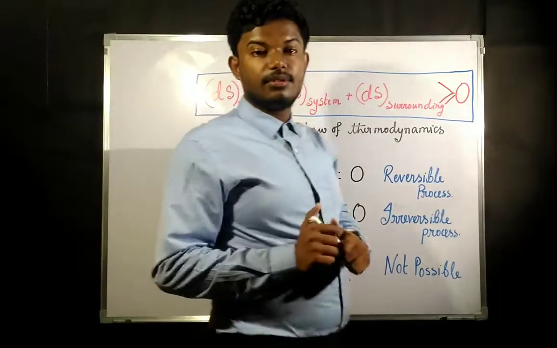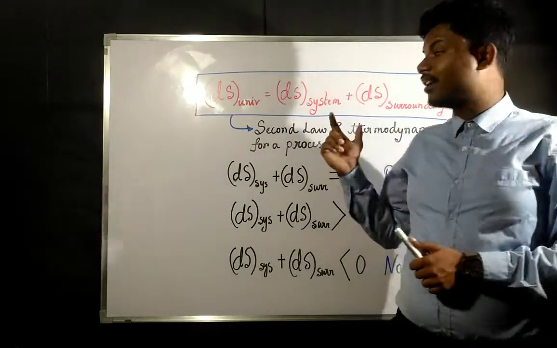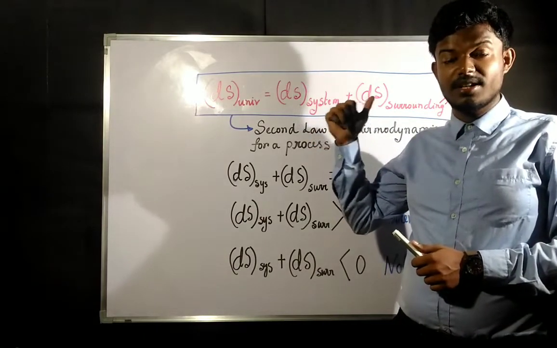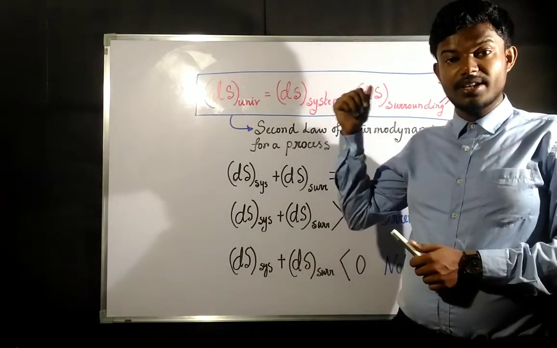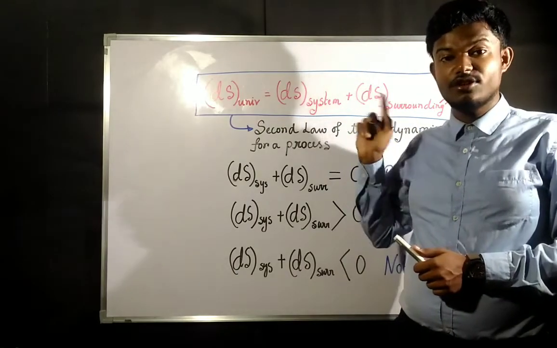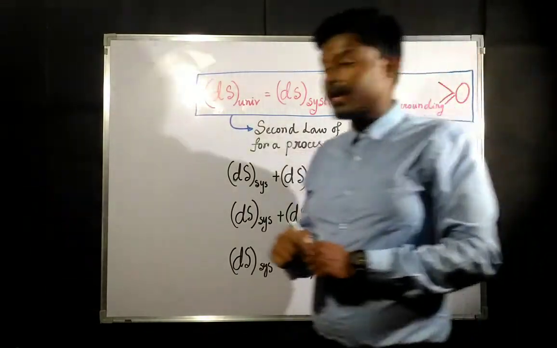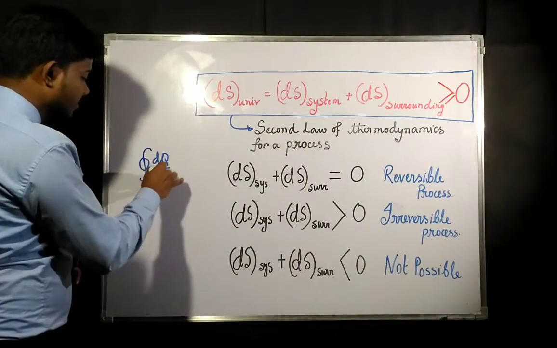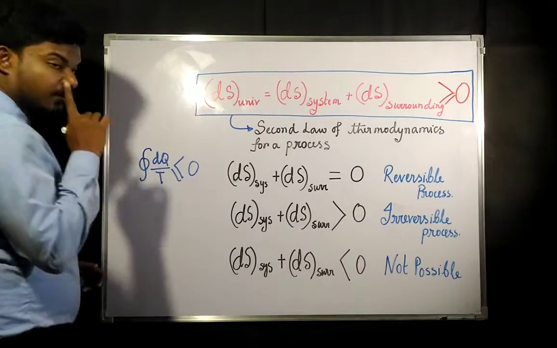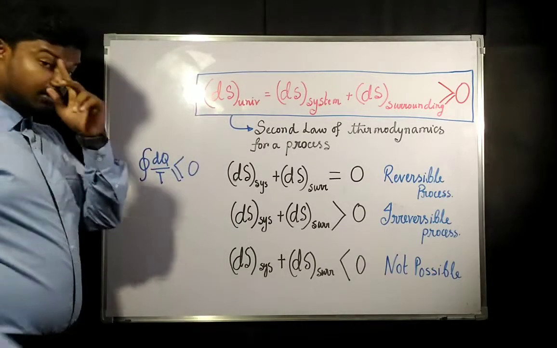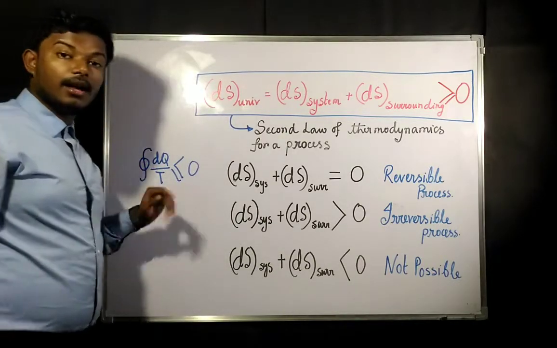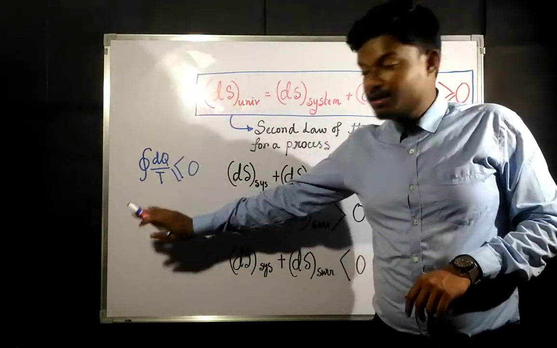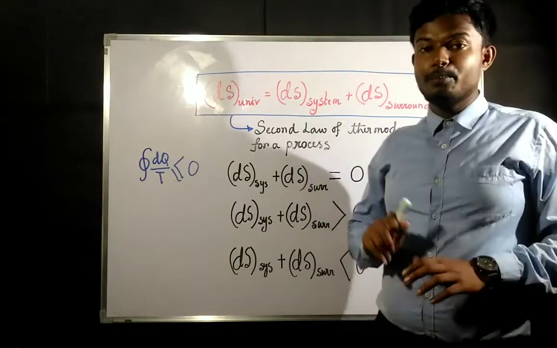What was the second law of thermodynamics for a cycle? It was the cyclic integration, the closed inequality statement. That was the mathematical form, but it was for a cycle. The cyclic integral of dQ by T is always less than or equal to 0. This was the mathematical form of the second law of thermodynamics, but this was for a cycle and this is for a process.